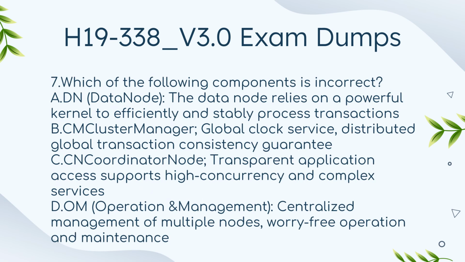7. Which of the following components is incorrect? A. DN, data node. The data node relies on a powerful kernel to efficiently and stably process transactions. B. CM, cluster manager. Global clock service. Distributed global transaction consistency guarantee. C. CCN, coordinator node. Transparent application access supports high concurrency and complex services. D. OM, operation and management. Centralized management of multiple nodes. Worry-free operation and maintenance.